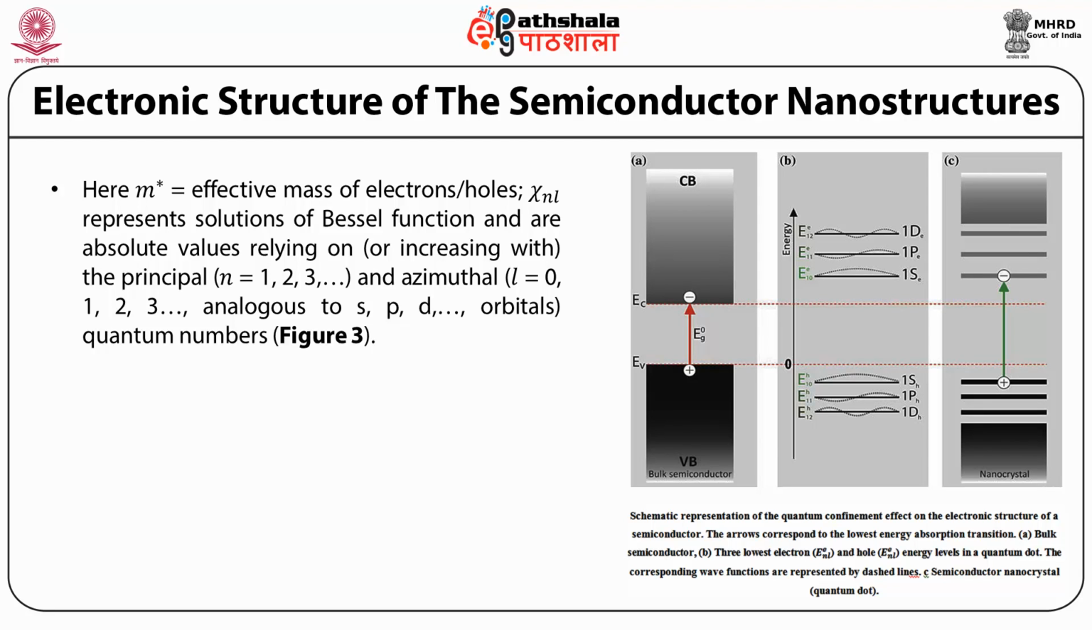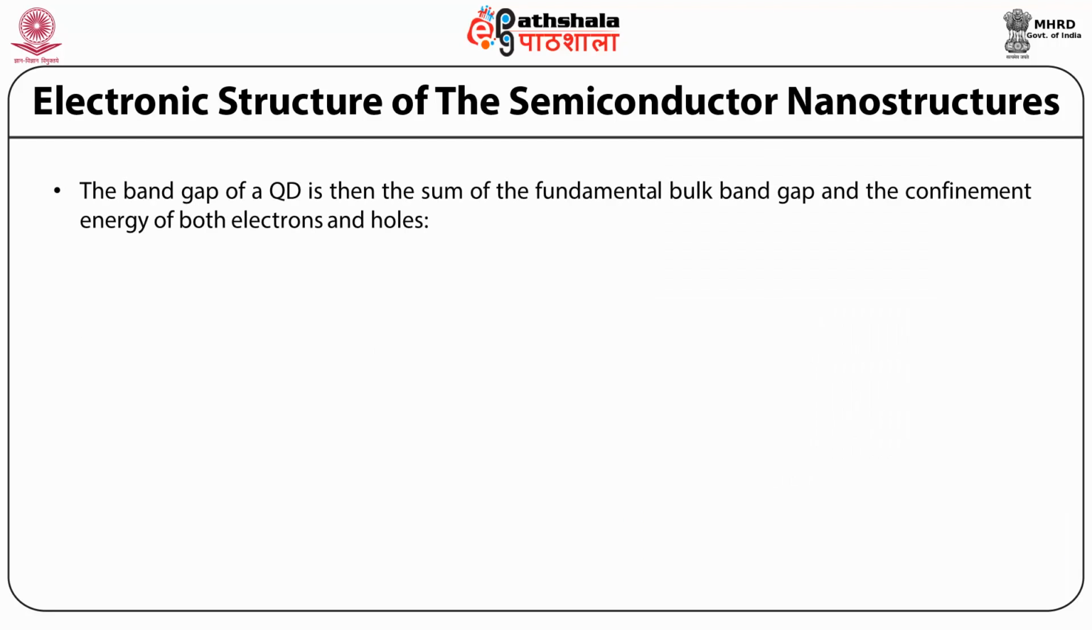Third level is n equal to 1 and l equal to 2, the 1d level. Fourth is the 2s level, n equal to 2 and l equal to 0. So as the envelope wave function of the lowest lying energy levels is atomic-like, quantum dots are frequently regarded as artificial atoms. So the band gap of a quantum dot is therefore the sum total of the bulk band gap, Eg0, and the confinement energy, E confinement, of electrons and holes.